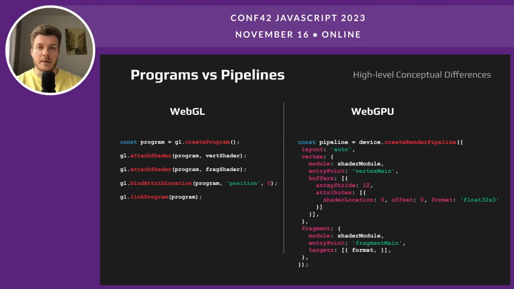The pipeline replaces the need for separate programs and includes not only shaders, but also other critical information that's established as state in WebGL. Creating a pipeline in WebGPU may seem more complicated initially, but it offers greater flexibility and modularity. The process involves three key steps.